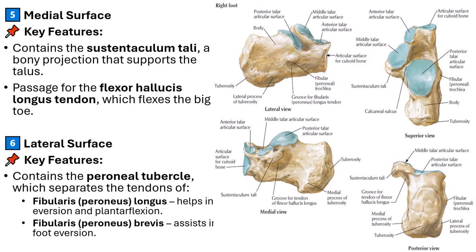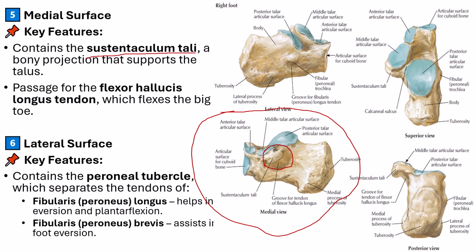Now we come to the medial surface. On the medial surface of the calcaneus we will find an important structure called the sustentaculum tali. It is a bony projection that supports the talus. It acts like a ledge that supports the talus and provides stability to the ankle joint.